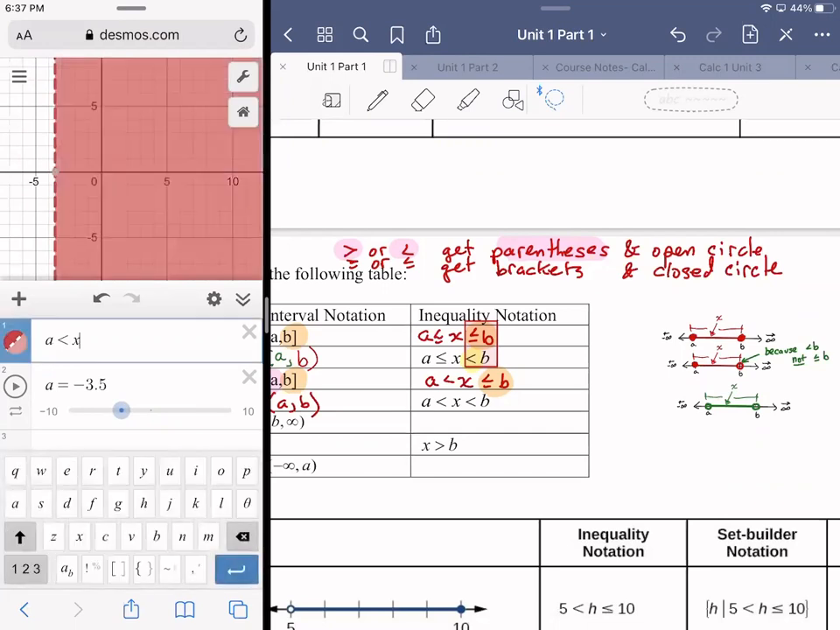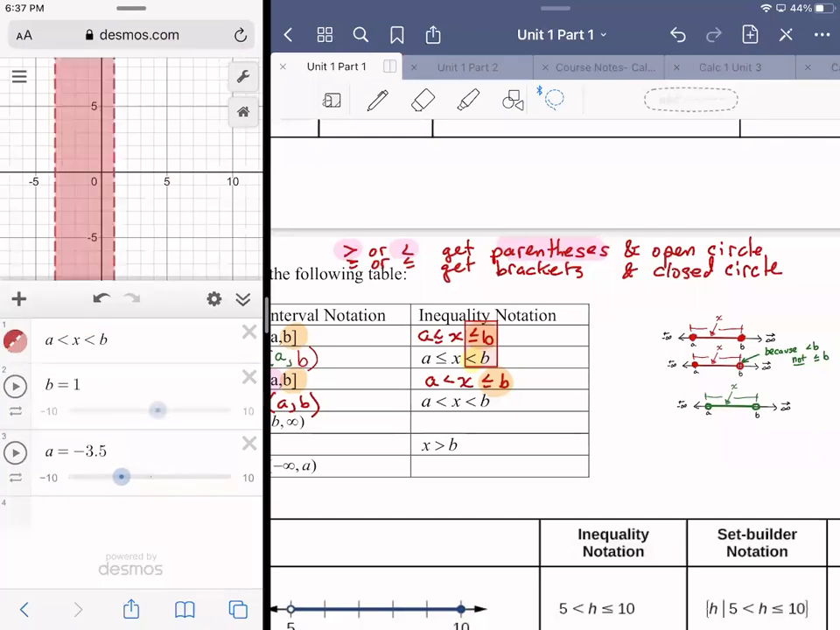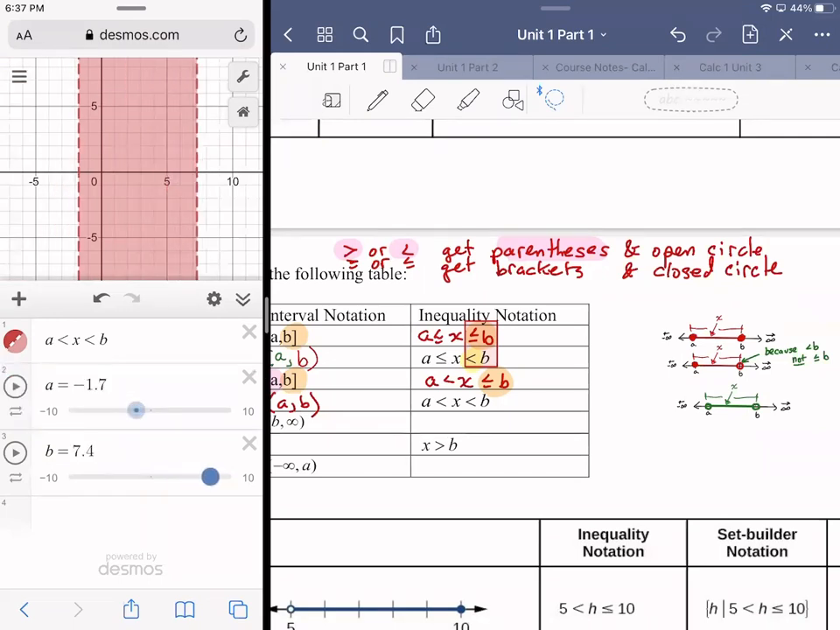But I can also take it a step further and say it's also less than, for example, the last one we did, A is less than X is less than B. I can create a slider for B and get an idea of just what's happening when A is a particular value and B is a particular value. Now you might notice there's some dashed lines. Dashed lines is another way of representing the absence of a data point. You're not including those numbers. But this gives you a good idea, hopefully, of what X values make up your domain.